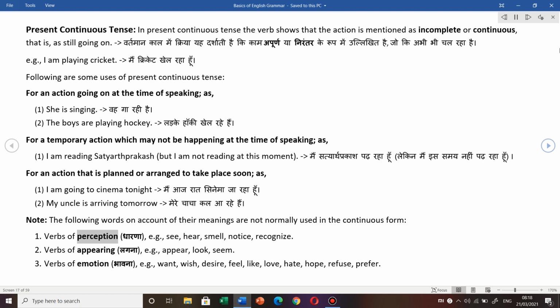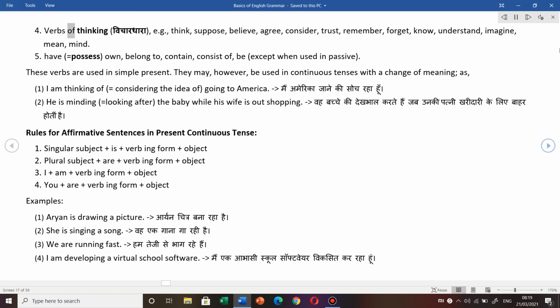Verbs of perception, e.g., see, hear, smell, notice, recognize. Verbs of appearing, e.g., appear, look, seem. Verbs of emotion, e.g., want, wish, desire, feel, like, love, hate, hope, refuse, prefer. Verbs of thinking, e.g., think, suppose, believe, agree, consider, trust, remember, forget, know, understand, imagine, mean, mind.